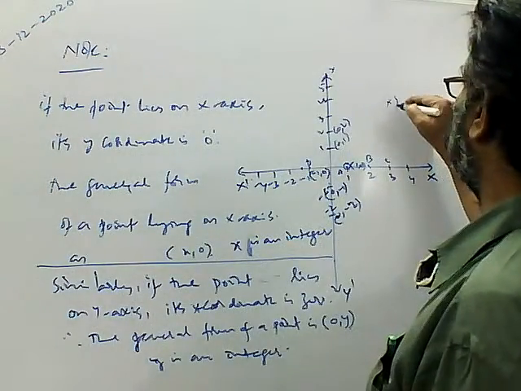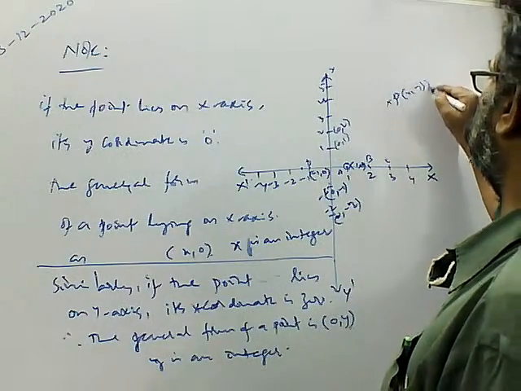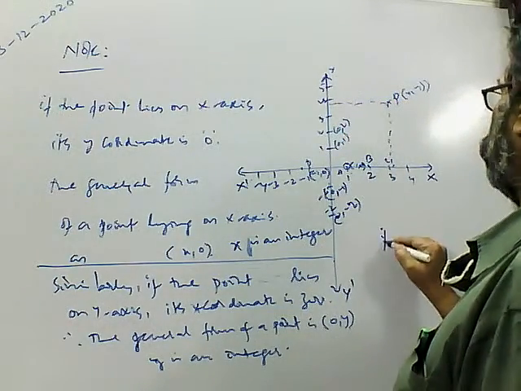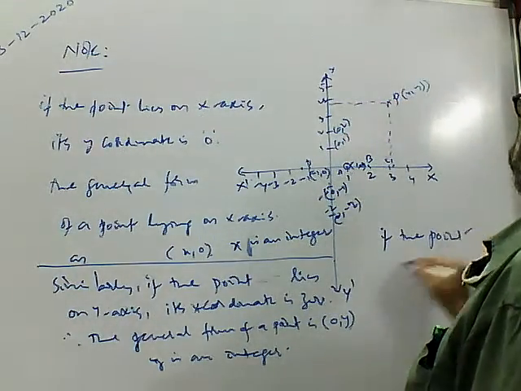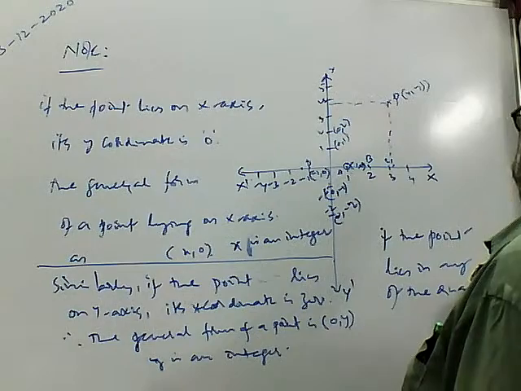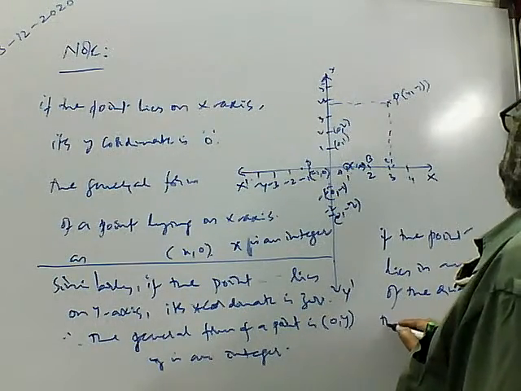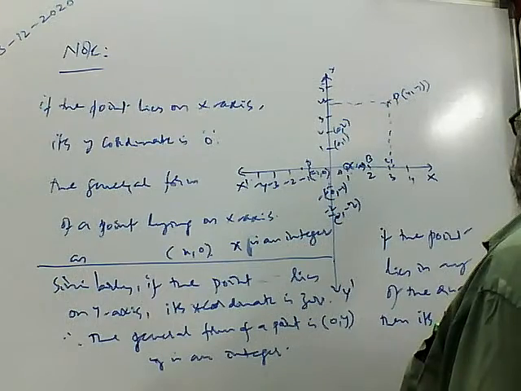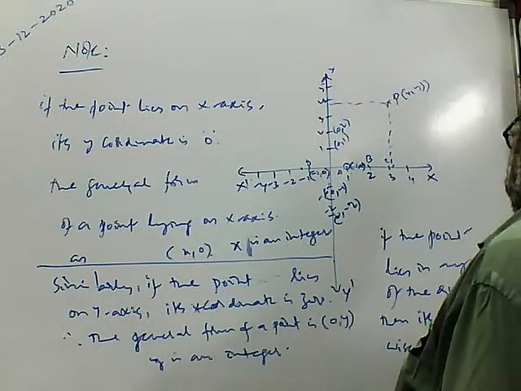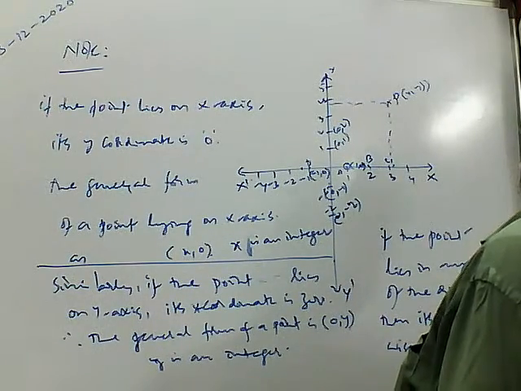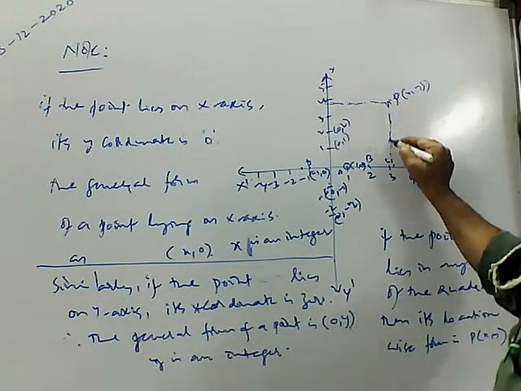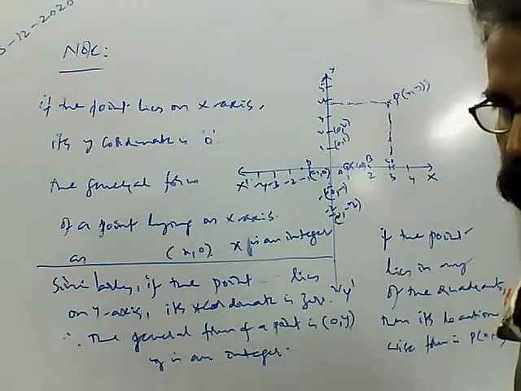Now suppose the point is here, suppose P. So this is x comma y, because you have something here and something here. So if the point lies in any of the quadrants, then its location-wise form is P(x, y). Because it lies on any part, it will be x comma y. X value will be there, y value will be there.